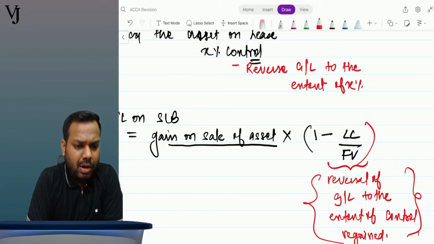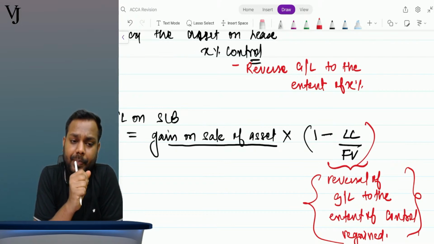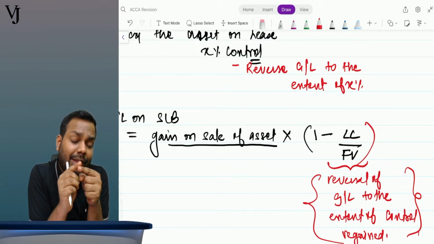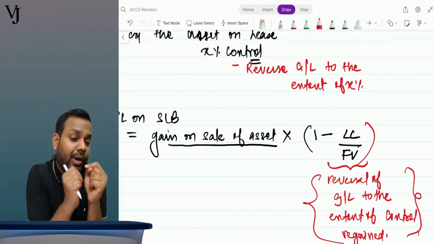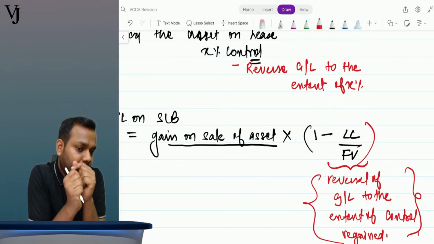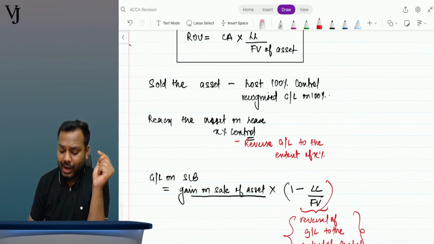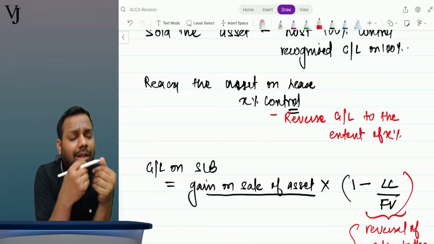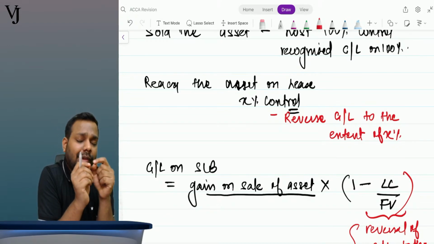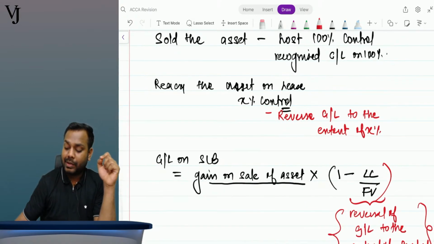Tell me, do you recognize gain or loss on the percentage transferred or the percentage retained? In a building, if you have 3 floors and you sold only 1 floor, and 2 floors you are not selling, will you record the gain or loss on the entire 3 floors or only on 1 floor? You have sold only 1 floor, so you will record gain or loss only on 1 floor, right? Similarly, you have an asset for which you first sold all the 3 floors, then you reacquired 2 floors. So the standard says that you are required to recognize gain or loss only on the 1 floor which you have sold. That's the reason why we are doing this adjustment.